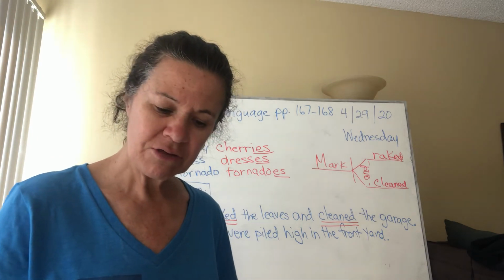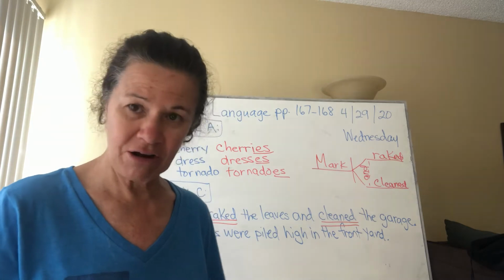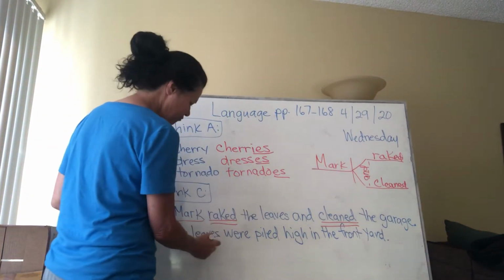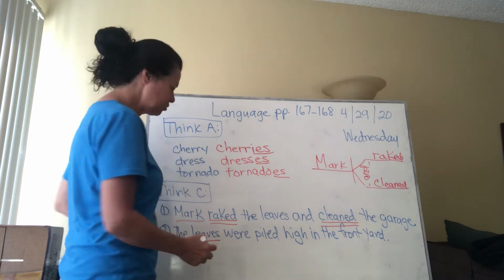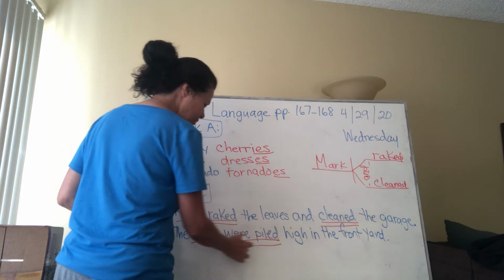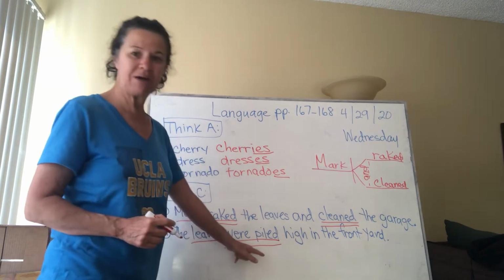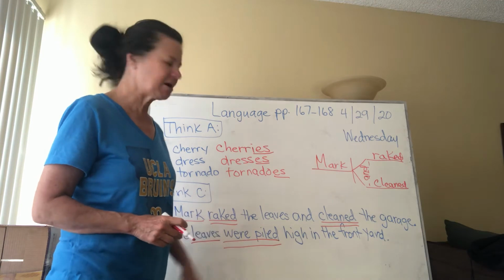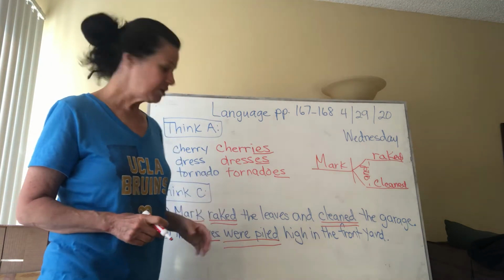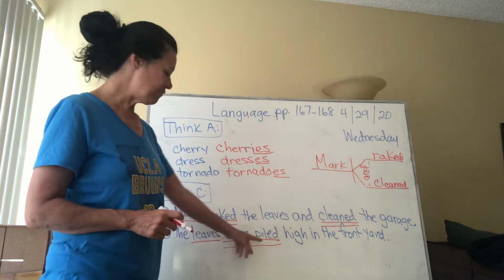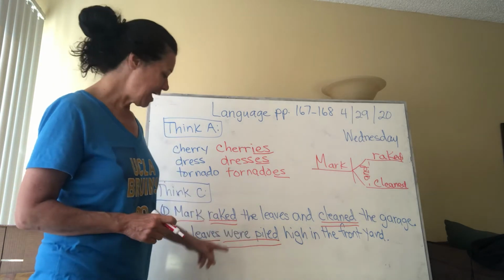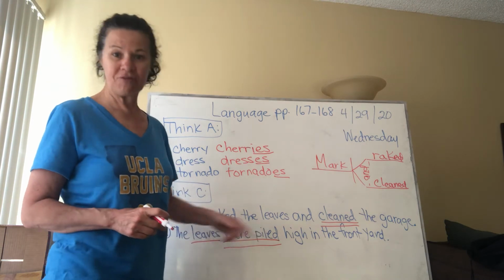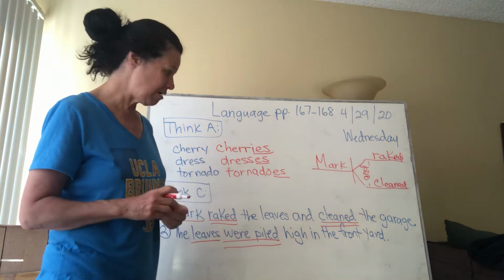Number 2, the leaves were piled high in the front yard. Okay, my subject, who or what were piled high in the front yard? Leaves. And what were leaves? They were piled. Now, this is not a compound subject. There's not 2 actions. This is what you call a compound verb. This is what you call a verb phrase. You have your action verb piled, and you have your helping verb were. So this is what you call a verb phrase, all right? It's different than a compound verb.